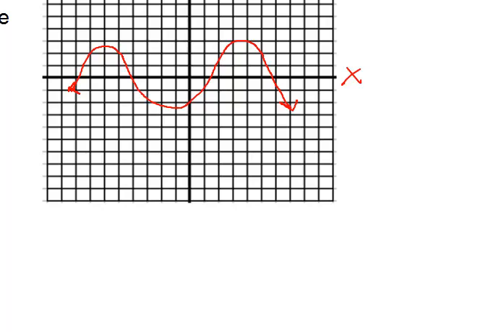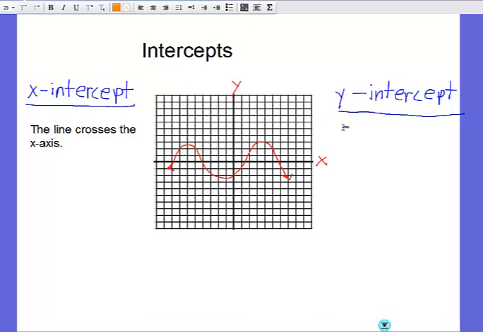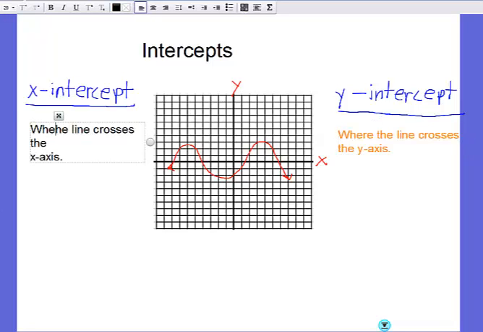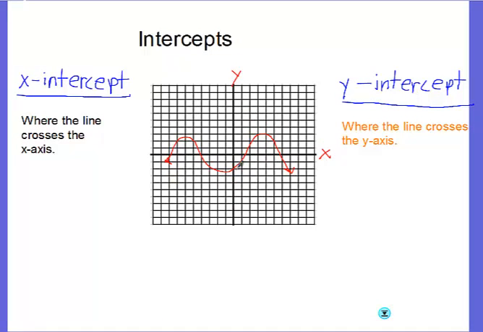4 points. Likewise, the y-intercept is where the line crosses the y-axis. It's the point on the graph where the line intercepts or crosses the y-axis. The x-intercept is where the line crosses the x-axis. Looking at our red line, we only have one y-intercept, and it's down here at -2.